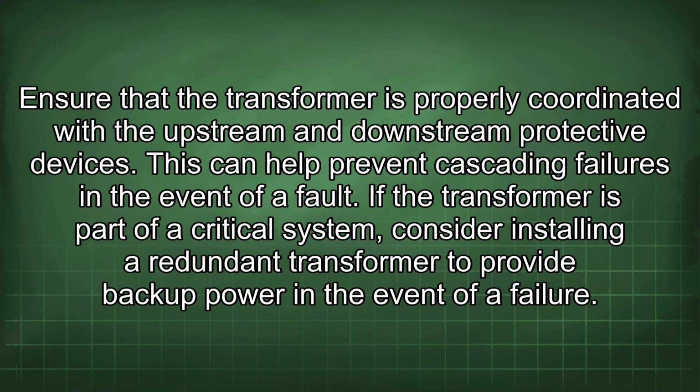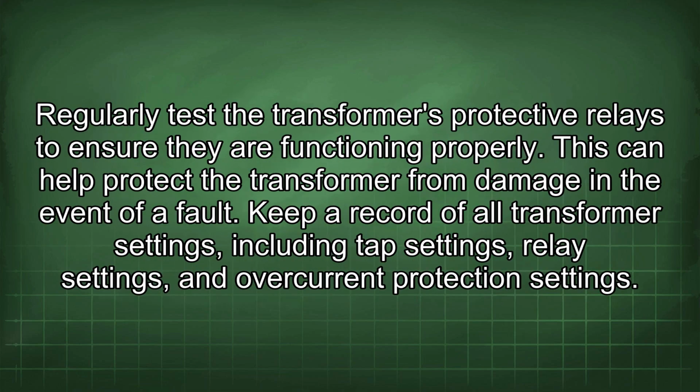Ensure that the transformer is properly coordinated with the upstream and downstream protective devices. This can help prevent cascading failures in the event of a fault. If the transformer is part of a critical system, consider installing a redundant transformer to provide backup power in the event of a failure. Regularly test the transformer's protective relays to ensure they are functioning properly. This can help protect the transformer from damage in the event of a fault.